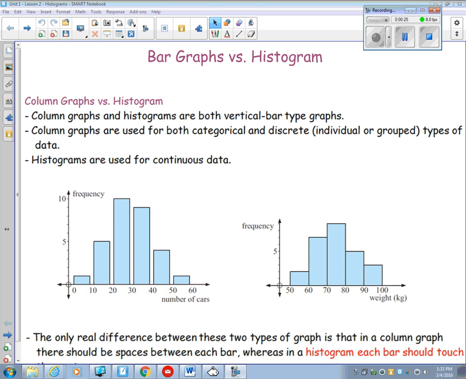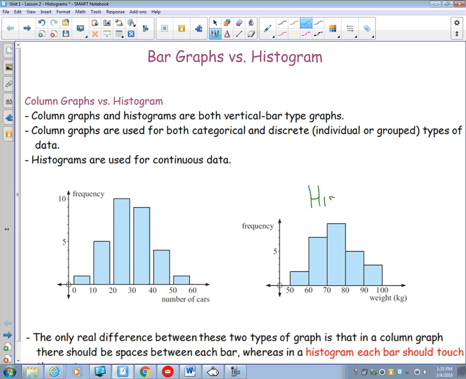The bars actually touch each other. If you take a look at the two pictures, they look very similar to each other. The only difference is that the bars are touching each other in the one on the right, and we would call this one a histogram, whereas the other one would be called our column graph. They both have frequency on the left column. They both have intervals across the bottom. The only real difference is the gaps.